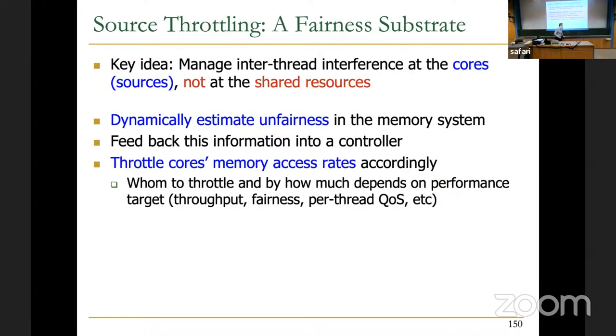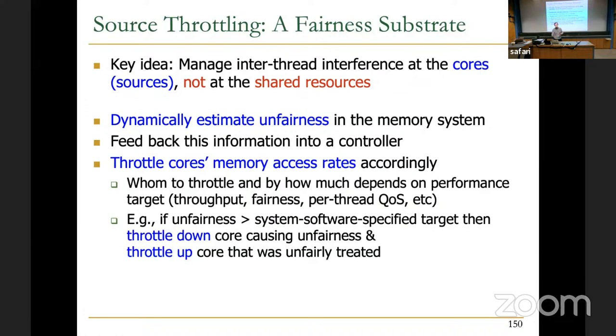And then depending on the target, fairness, throughput, or per-thread slowdown, it decides whom to throttle and by how much. For example, if the unfairness in the system is greater than the system software specified target, similar to what we have discussed with stall-time fair memory scheduling, right? Then you can throttle down the core that's causing the unfairness. You need to detect that, of course, and throttle up the core that was unfairly treated.